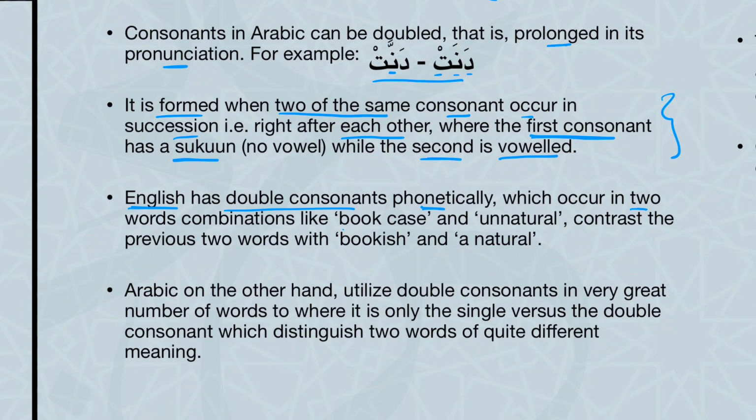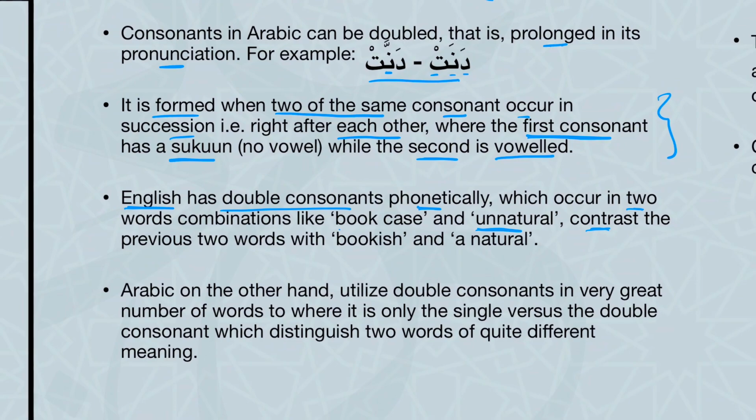Same thing with unnatural. Unnatural. Because un and natural are not stressed, the n sound is not stressed, but it's unnatural. Of course, I'm emphasizing the stress here just to show you how stressed it is or how doubled it is. Now, to contrast it, you can just say bookish. The K is very undoubled, a single K, bookish, or natural, or a natural.